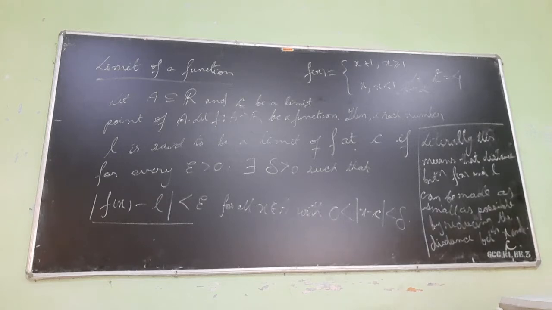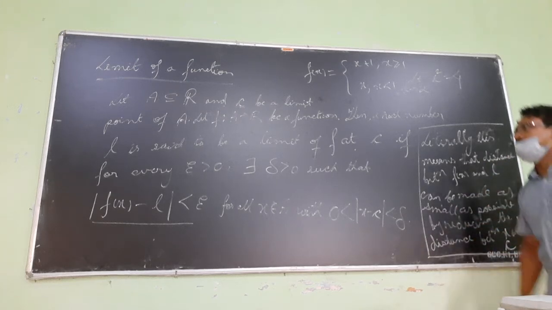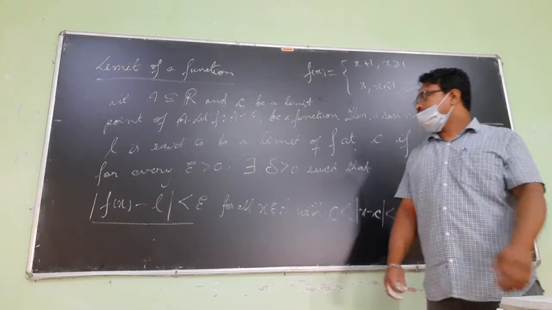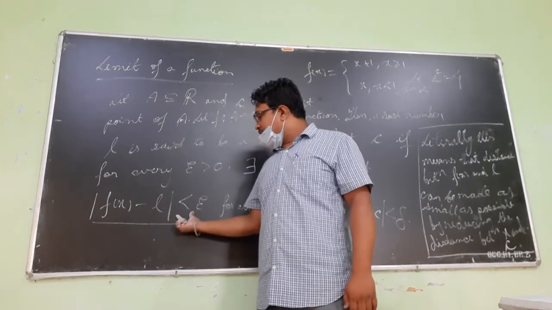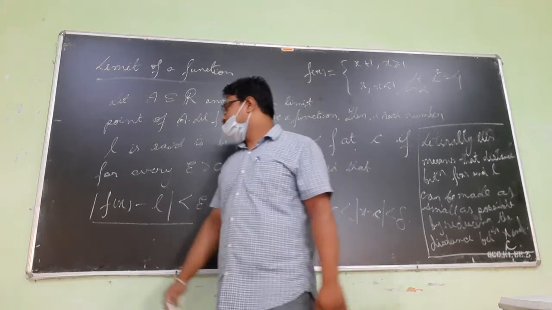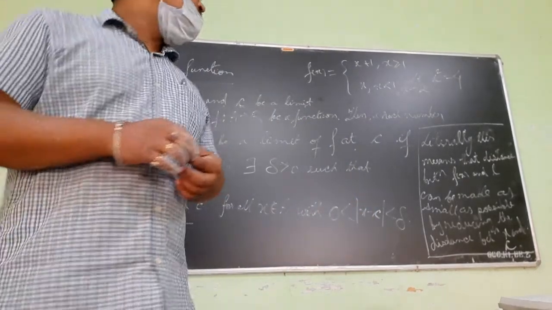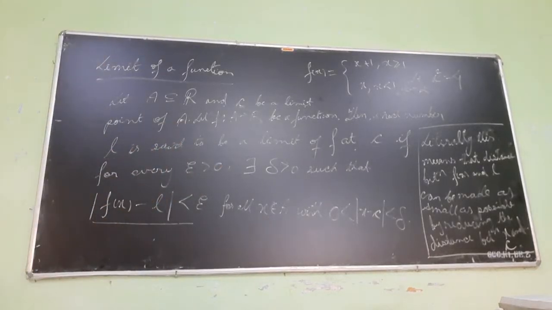An idea behind it. The distance between f(x) and L can be made as small as possible by reducing the distance between x and c. So this is for your understanding. This is the definition, the critical definition. As small as possible means this distance can be made smaller than any arbitrary positive quantity. So it's very important to understand this definition.